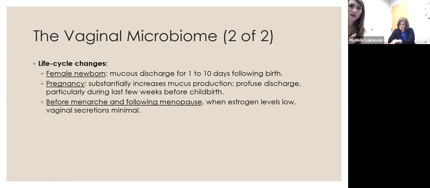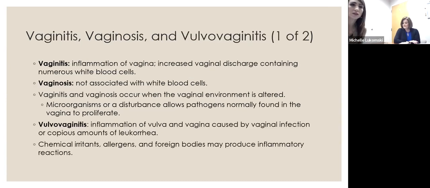So let's look at life cycle changes. Of course, the slide talks about female newborns. So we all kind of know about that. You also should be kind of seeing some of this in peds, how following birth, a female infant will have some sort of discharge, and it can even have a bloody tinge to it. So in pregnancy, there's that increase in mucus production, of course, and before menarche and following menopause, when that estrogen level drops, then that vaginal secretion will start dropping too.